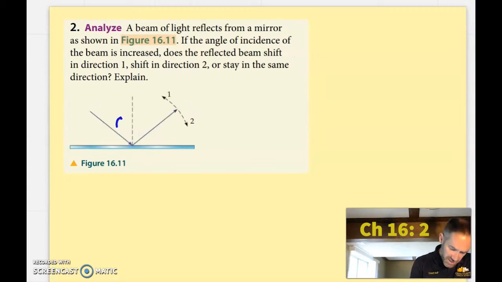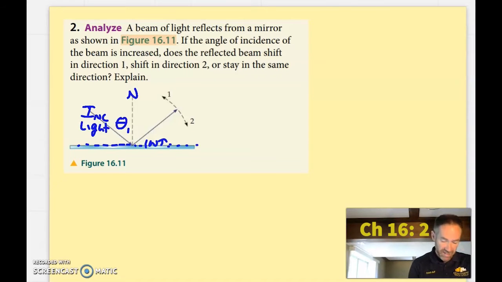The angle of incidence is this angle right here. You know that's the angle of incidence because it's between the incident light ray, that is the incoming light ray, and the normal line. The normal line is that line that's going to be perpendicular to this interface. The interface is this surface of the mirror right here. Don't be confusing the incident light ray and the interface. The incident light ray is a ray of light. Interface is that place where the air stops and the mirror begins.